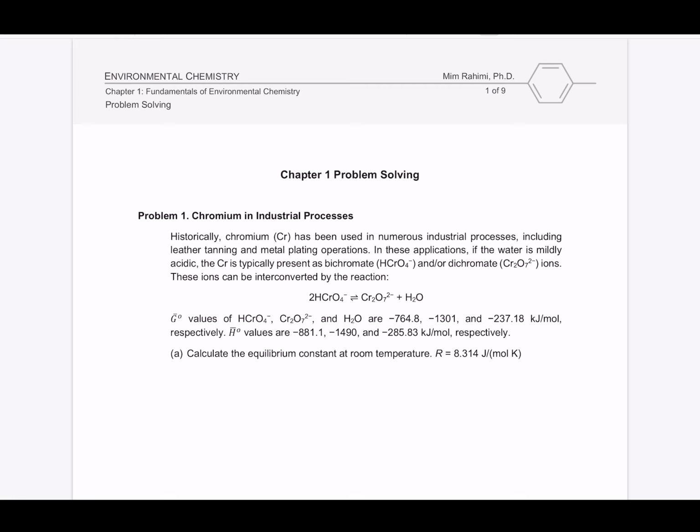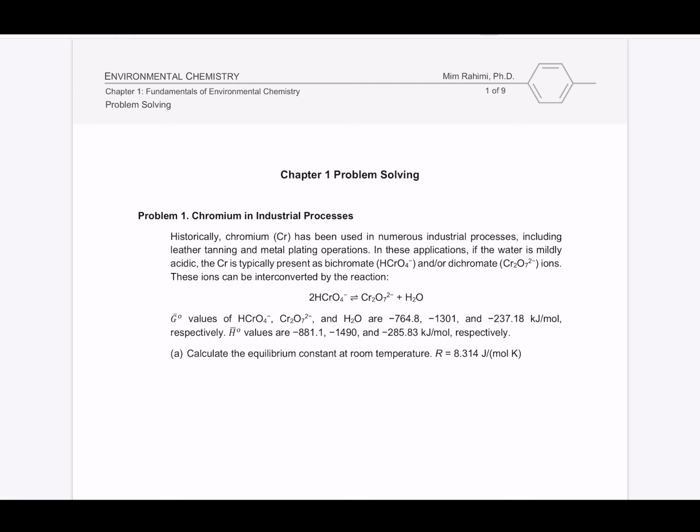I'm going to first talk about the question itself, and then you try to solve it. On the way, I'm going to write some of the equations to give you a hint, in case you need to know where to start. So the first question is an industrial question.